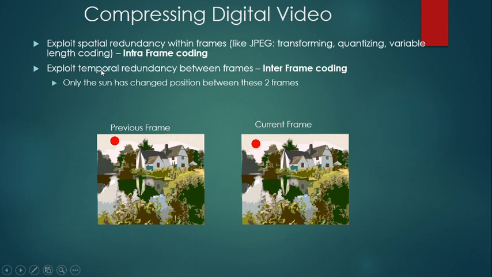Or you can employ the temporal redundancy or interframe coding. This is the one we will be employing in MPEG. So only the sun has changed the position between the frames. So only the difference between those two frames we are going to compress.